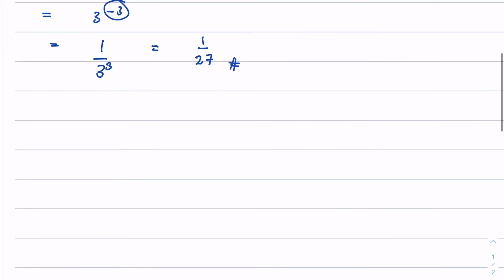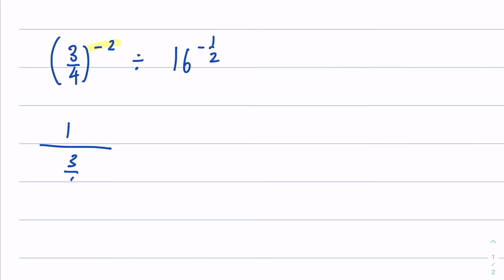Next question, a little bit similar. 3/4 to the power of -2 divided by 16 to the power of -1/2. Like I said, the negatives can bring it down, so it gives you 3/4 to the power of 2 divided by, now we want to reduce this such that it has something to the power of something, such that we can put it back into the indices form. So therefore 16 is actually 2 to the power of 4.